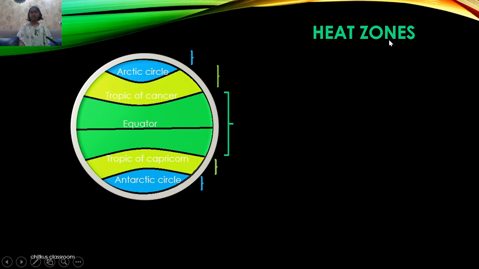And next, we're going to be learning about the heat zones. There are three heat zones. First is the torrid zone. The torrid zone is located between the Tropic of Cancer and the Tropic of Capricorn. It is located near the equator, so it's very hot there.